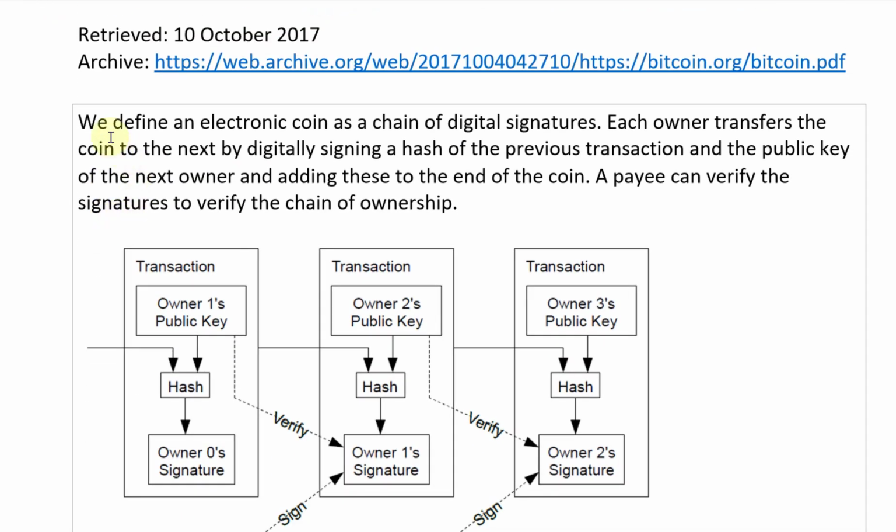So we define an electronic coin as a chain of digital signatures. Again, that's pretty much all a digital ledger is. Each owner transfers the coin to the next by digitally signing a hash of the previous transaction and the public key of the next owner and adding these to the end of the coin. A payee can verify the signatures to verify the chain of ownership.